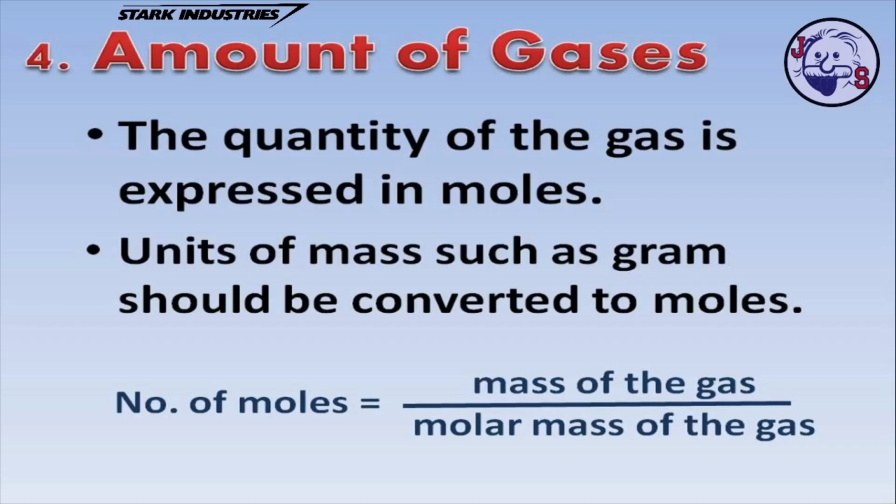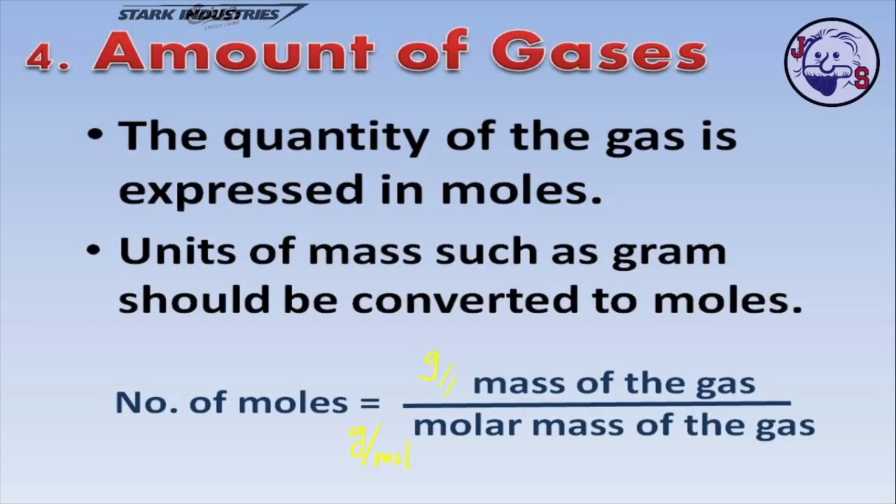Molar mass is obtained as the mass of the given substance divided by the amount of that substance. That is the definition of molar mass. Most of the time, you can find the molar mass of your gas in the periodic table. The unit of molar mass is grams per mole, while the mass of the gas is in grams.